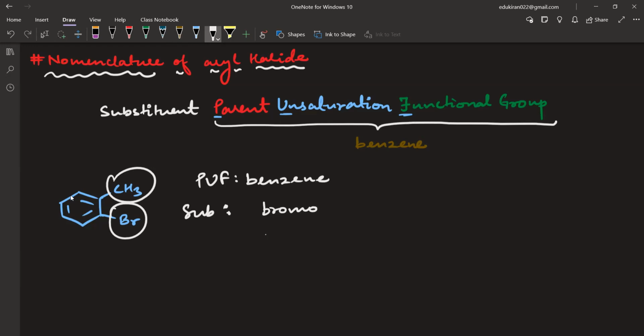And what do we have? Methyl, correct? Yes. Okay. Now, we can number either of them 1 and 2, but whenever there is a choice, we will number the substituent which is coming earlier in the alphabetical order. So we'll start numbering from there. So you tell me which one is coming before bromo, right? The bromo is coming before.